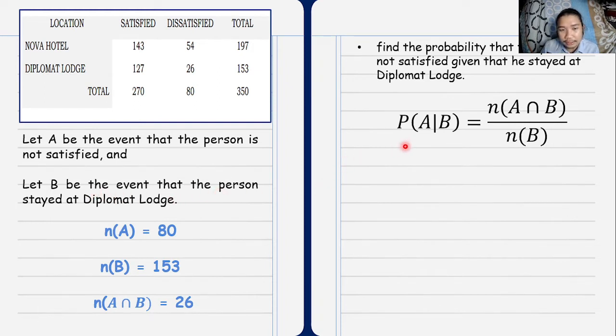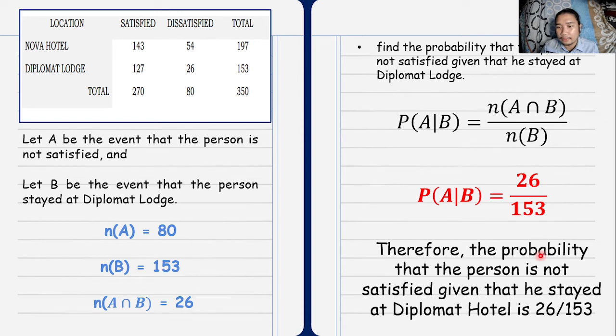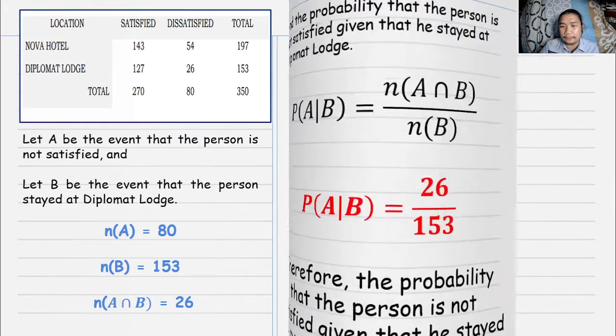So since meron tayong letter B or event B na given, probability of A naman yung hahanapin natin. So substitute natin ilan yung number of A intersection B. We have 26. And then yung number of B natin is 153. So 26 over 153 is our final answer. Therefore, the probability that the person is not satisfied, given that he stayed at Diplomat Lodge, is 26 over 153.